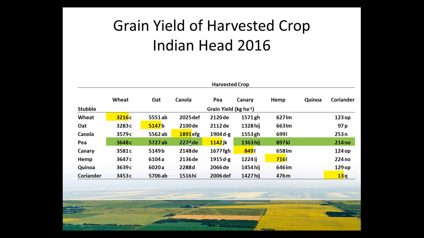Maybe a little bit of one here on the canola, but really not decisive, and not on the canary seed, which we wouldn't expect it to be because it's not terribly responsive. The hemp, a little bit of a benefit, and that's not a surprise because hemp really does like its nitrogen. In the coriander, maybe a little bit of a benefit, but not really something I would consider that response there to be an N response.